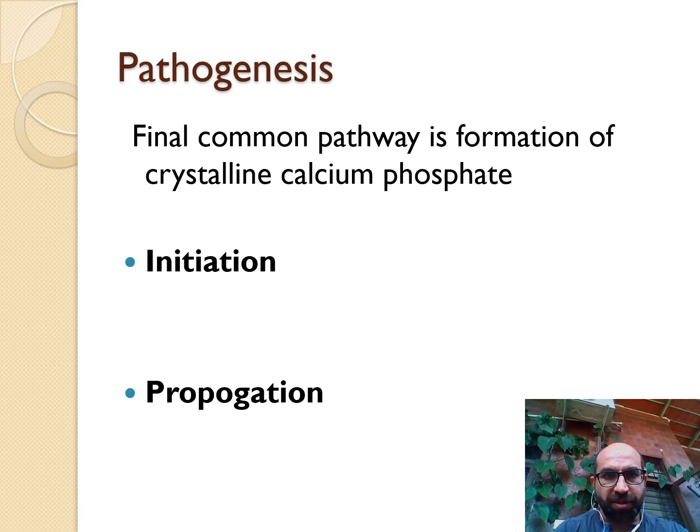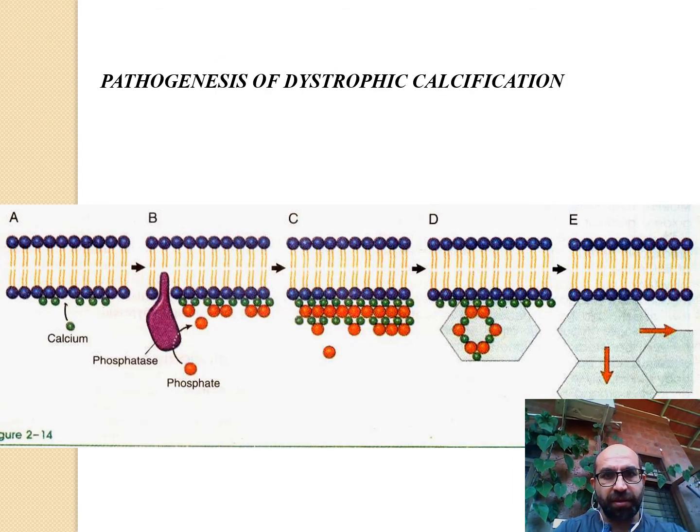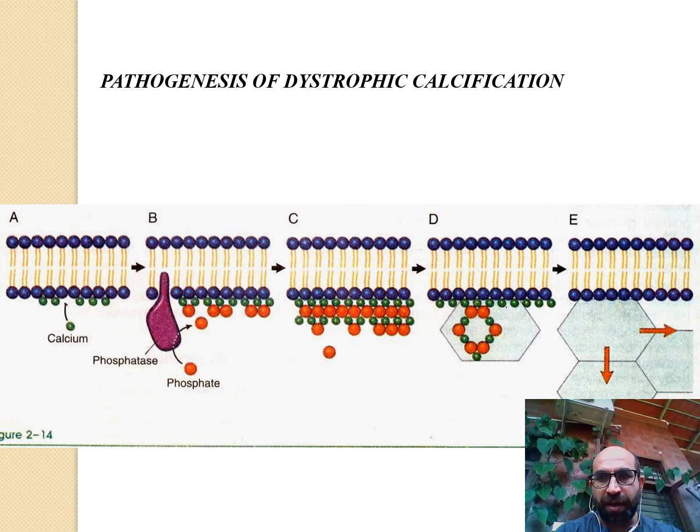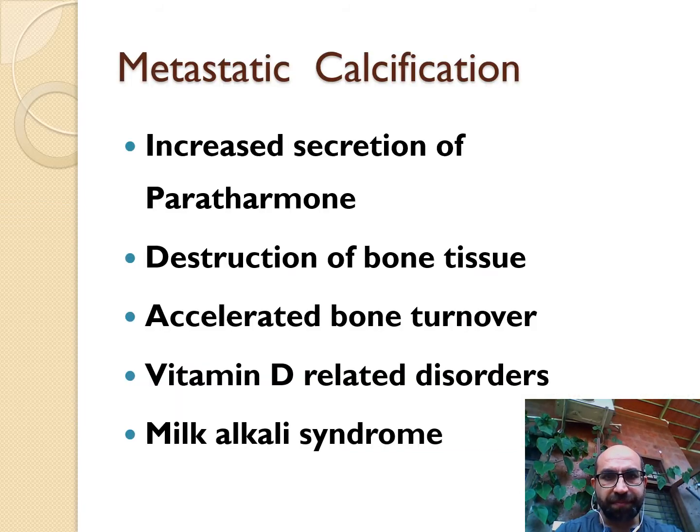So what is the pathogenesis of dystrophic calcification? There are two phases, initiation and propagation. Initially, this is the cell membrane, a bilipid layer. Calcium accumulates with the help of phosphatase enzyme. The phosphate is released to form calcium phosphate crystals, forming these micelles that accumulate, causing dystrophic calcification.